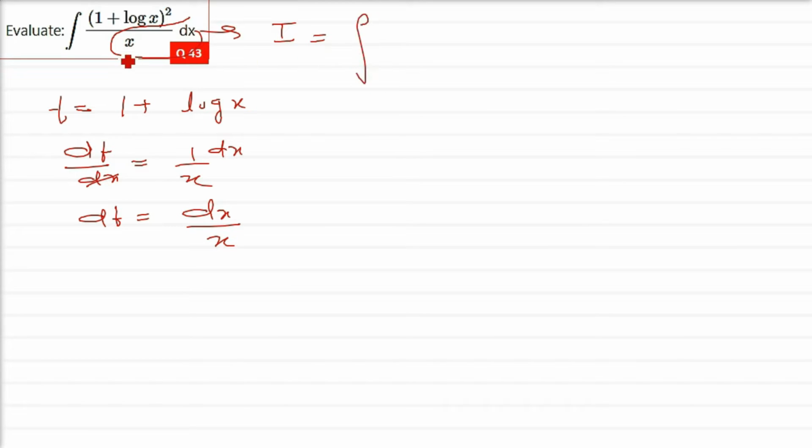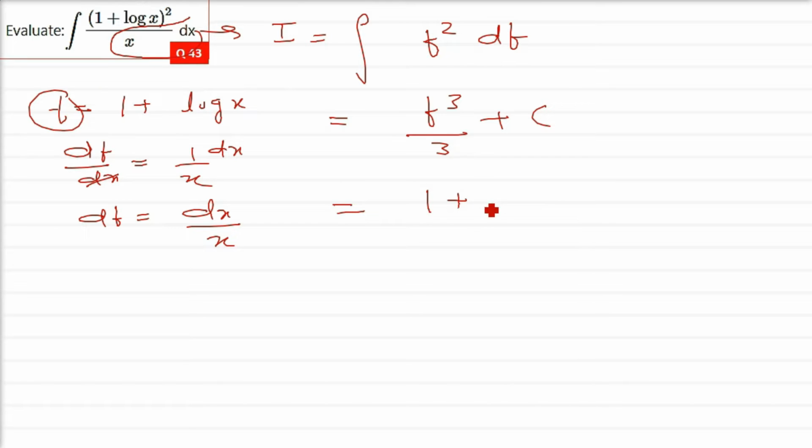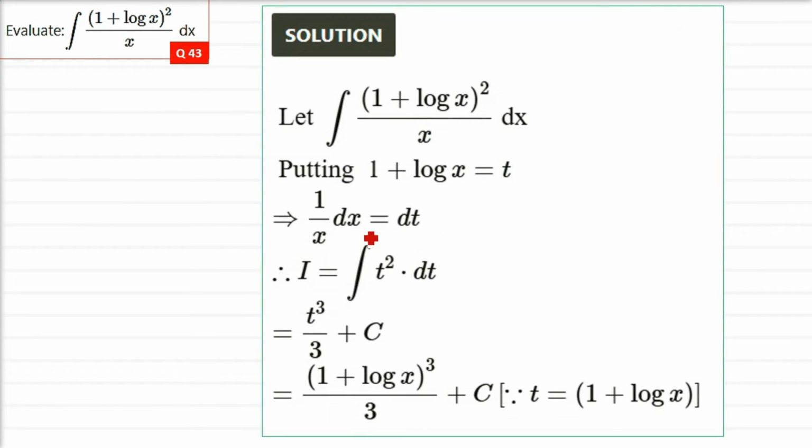So this integration will change something like this. We have dt and (1 plus log x) whole square. This is 1 plus log x, which is t, so t square. When you integrate it, it will be t cube by 3 plus a constant of integration. And then we have to replace what we have assumed, t, here: (1 plus log x) raised to the power 3 divided by 3 plus a constant of integration. So this is how we are going to solve it.